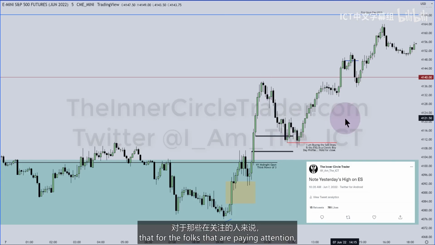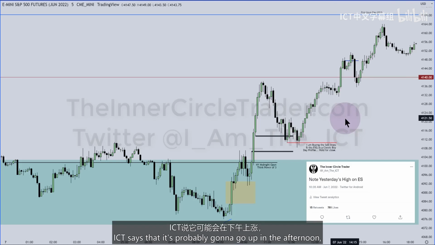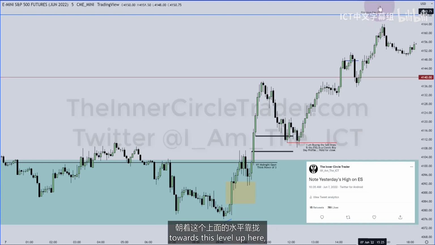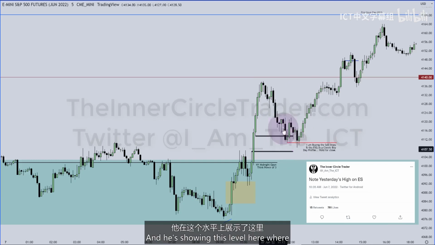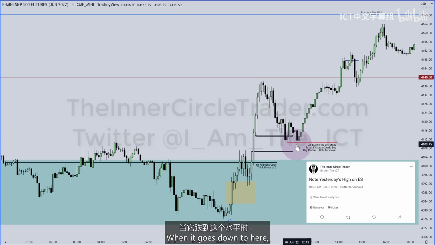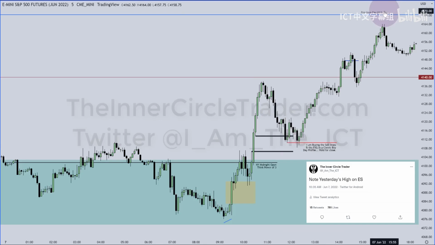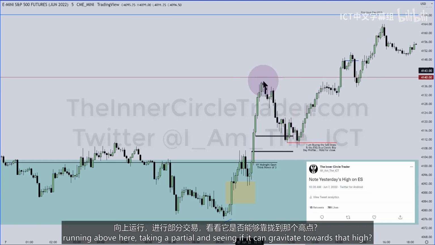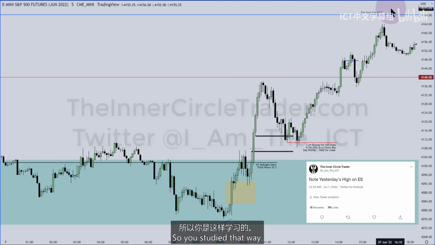So right away, this should tell you that for the folks that are paying attention, ICT says that it's probably going to go up in the afternoon. And it's probably going to gravitate towards this level up here, which is the previous day's high. And he's showing this level here where he's taught optimal trade entry, fair value gap. When it goes down to here, it's in what? A discount. So we're moving from a discount to buy side liquidity. So the premium array is up here. The discount array is here. Doesn't it make sense for you to anticipate the move originating basically from here, running above here, taking a partial, and seeing if it can gravitate towards that high? Yes.